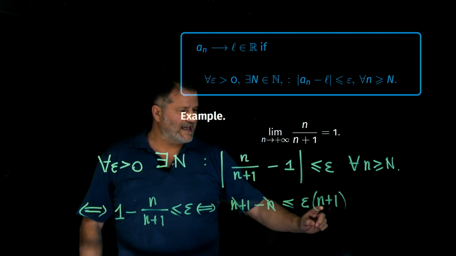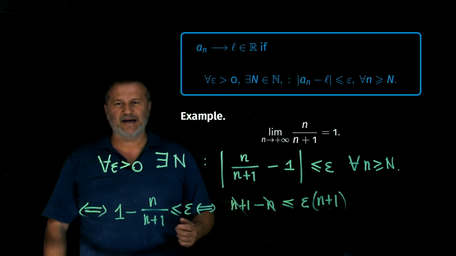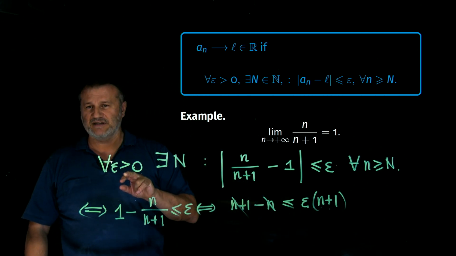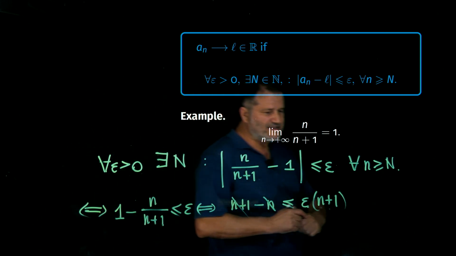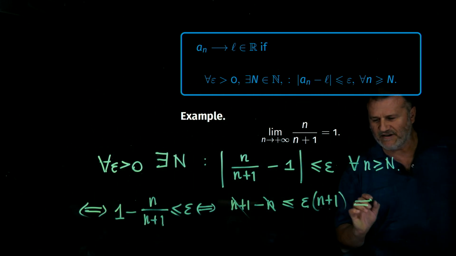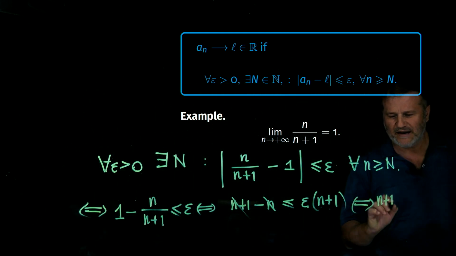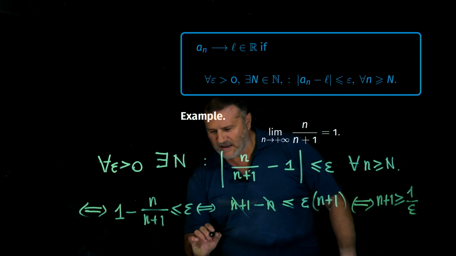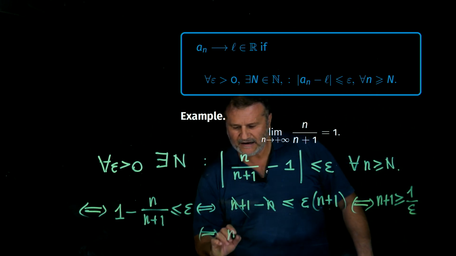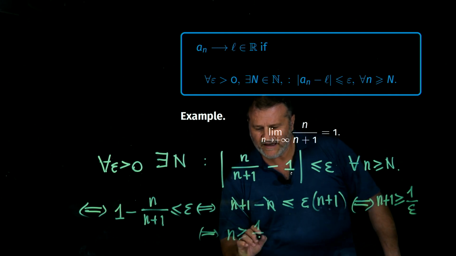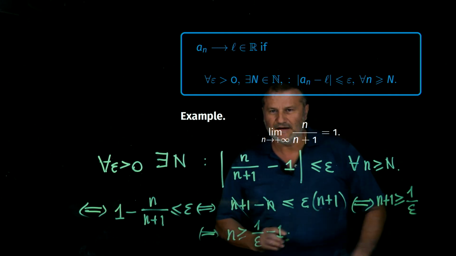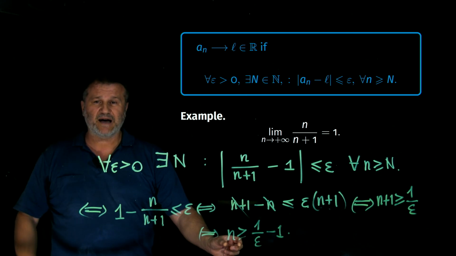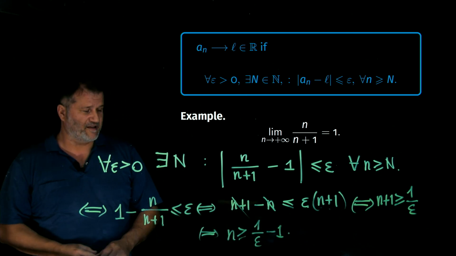Now to isolate n, we want to divide by epsilon. This can be done without problem because epsilon is positive. So we get that this is equivalent to, say, n plus 1 greater or equal than 1 over epsilon, or if we want, n greater or equal than 1 over epsilon minus 1. Notice that the existence of such n is ensured by the Archimedean property.